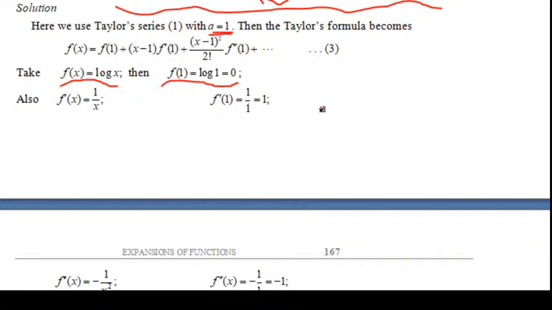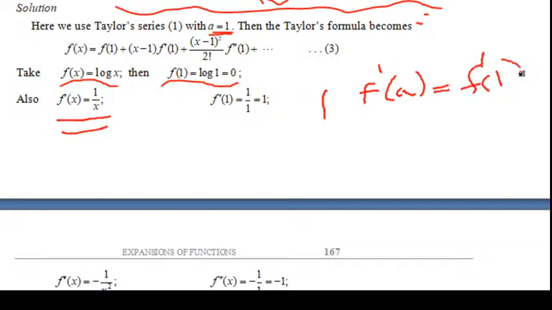What about f prime of x? We know that the derivative of log x is 1 upon x. So f prime of x is equal to 1 upon x. So f prime of x is 1 upon x, and we evaluate f prime of a. What about f prime of a? F prime of a is, what is a here? F prime of 1. Here a is 1. So what about f prime of 1 then? 1 by x. In the place of x, we have to substitute x is equal to 1. So we get 1 by 1 is equal to 1. So we get this answer.